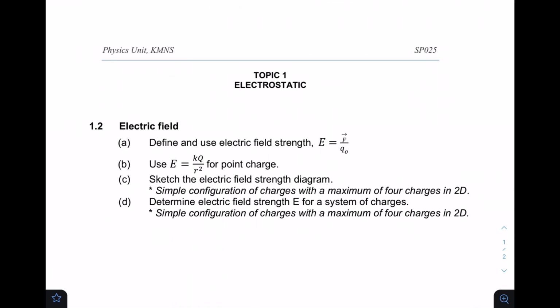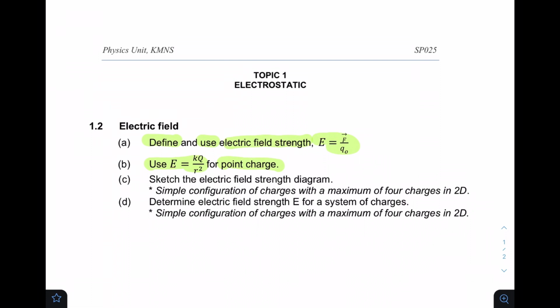Part A, define and use electric field strength, E equals F per Q naught. B, use E equals kQ over r squared for a point charge.